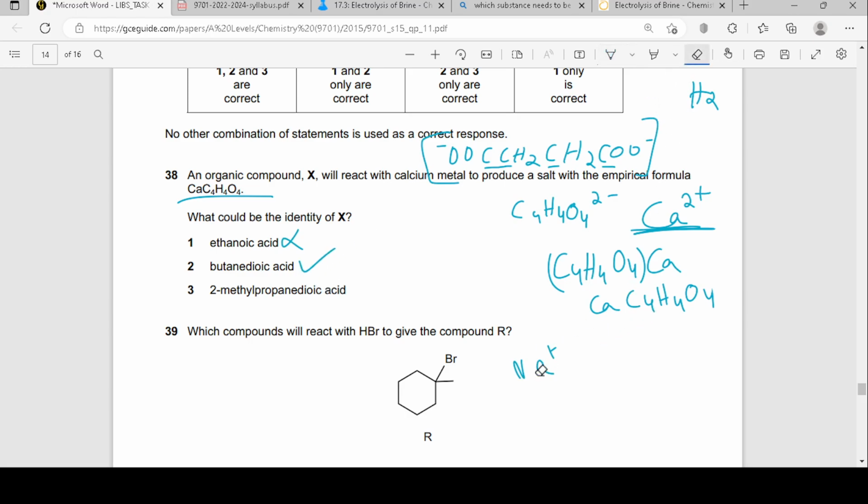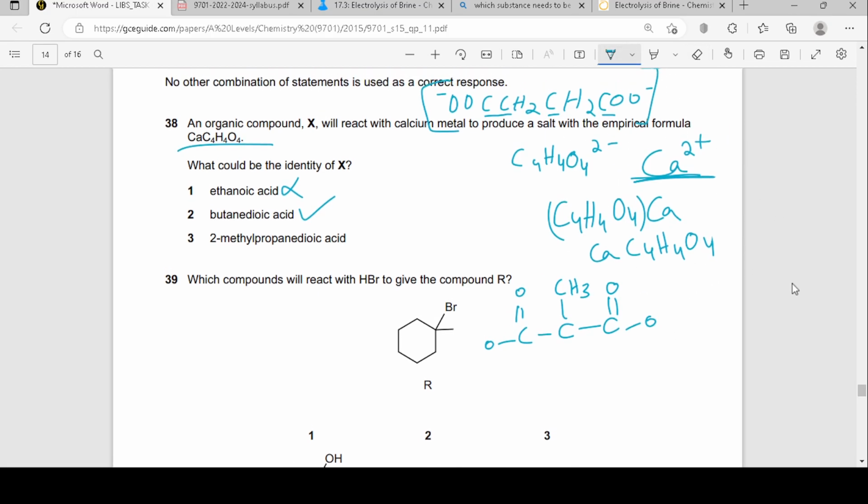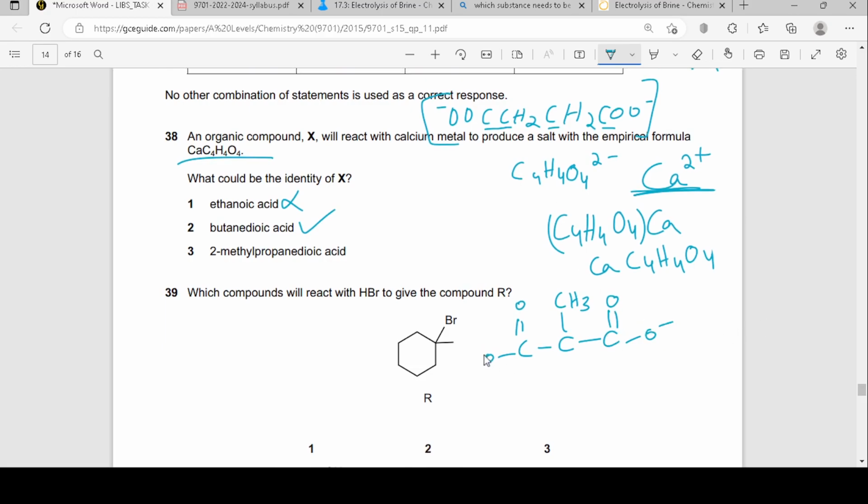And now if you check out 2-methyl propane dioic acid, then propane firstly has 3 carbon atoms, and dioic acid means it has COOH, and again on the other side it has COOH, and over here it has a methyl group, right? So again, when you react it with calcium metal, because metals plus an acid give you hydrogen gas, we can make it O minus over here and O minus over here. So this is the ion you get, and it has a 2 minus charge.